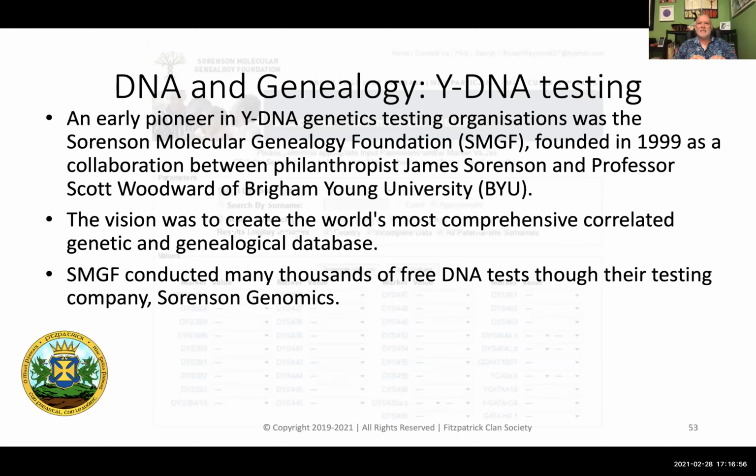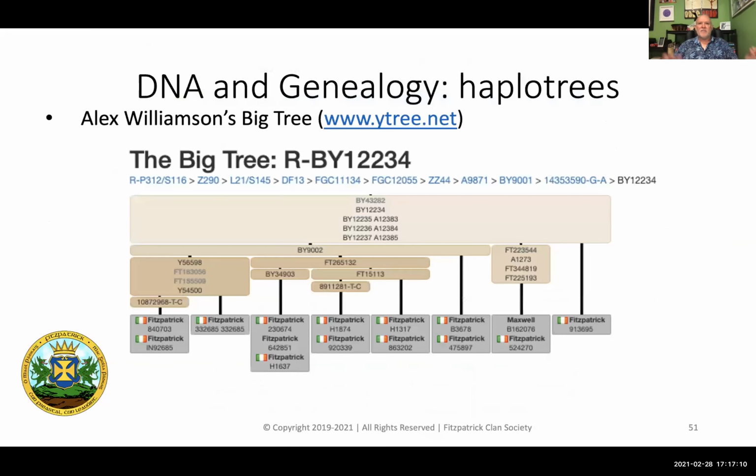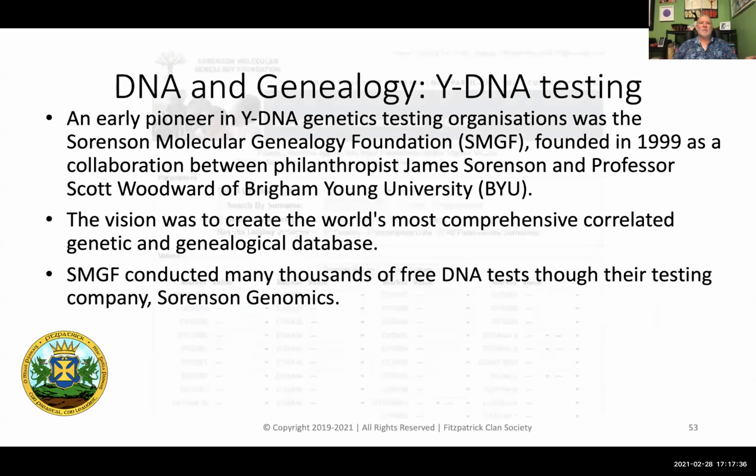So one of the great pioneers of the early Y-DNA testing was James Sorensen, and he worked with a guy at Brigham Young University called Scott Woodward. If James Sorensen was alive today, and if he saw that tree, he'd probably think all of his dreams had come true, because he was a tremendous philanthropist and he invested heavily into the pioneering genetic work that we see really improved a lot today. His idea was to connect the entire human race by genetic testing. So if he saw that tree, I think he'd really be quite happy.